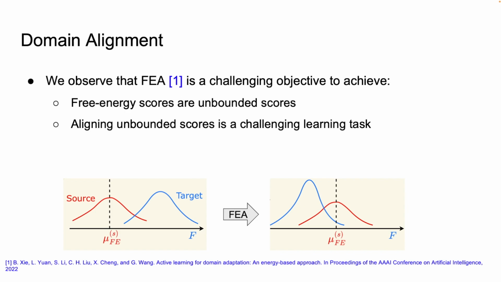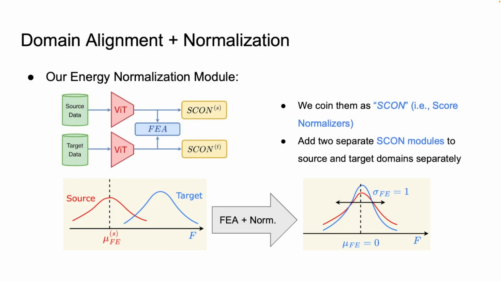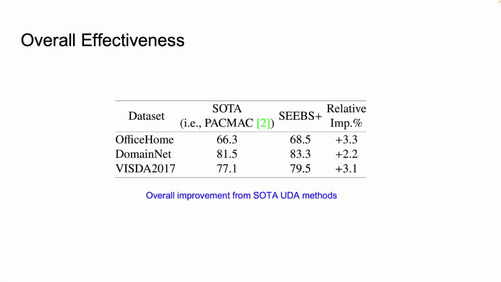To overcome this and to achieve more stable free energy alignment, we propose a novel energy normalization method as a training objective. We package our energy normalization method into a single module that we call SCON, and we include two such separate SCON modules for the source and the target domains. Overall, by combining our proposed self-training method and the normalization method, we are able to outperform state-of-the-art unsupervised domain adaptation methods by a significant margin.